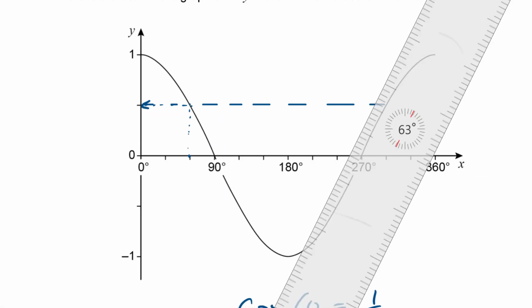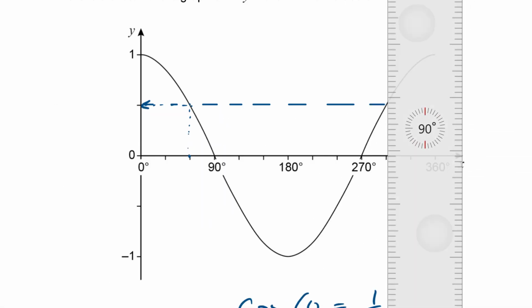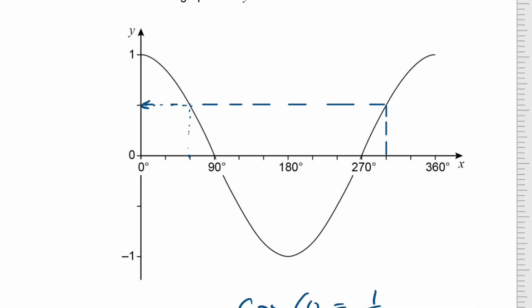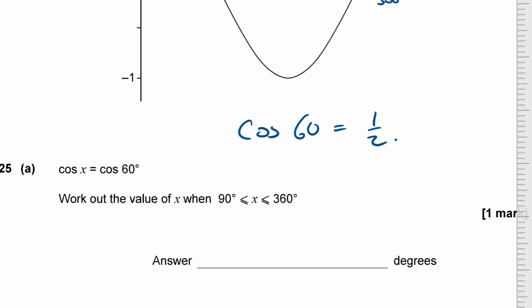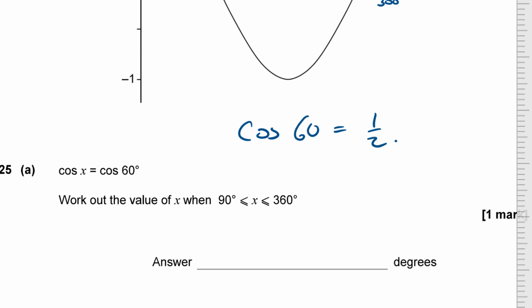Okay, so if I get to the curve again there and draw down, you'll see that there's a second point that also has a half as its cosine, and it's that angle there. Now that is a third of the way between 270 and 360. It's going to be the angle 300. Okay, so the cosine of 60 is a half, but also the cosine of 300 is also a half. So what is the value of x when x lies between 90 and 360? It's going to be that one. It's going to be 300.